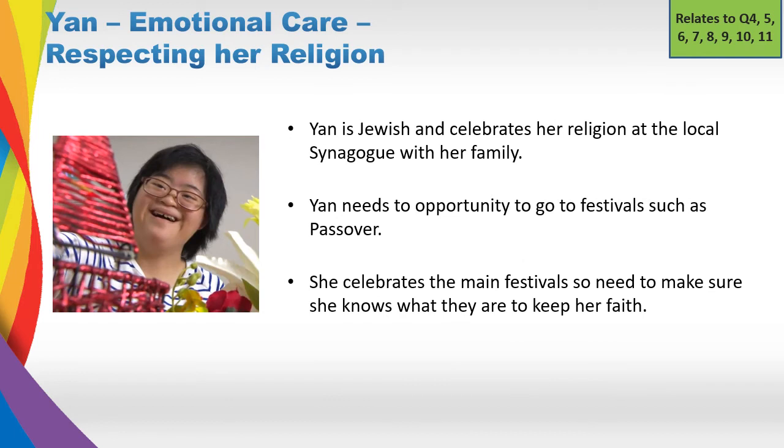Okay, so we're now looking at emotional care of Jan. So, respecting her religion. She's Jewish. She celebrates her religion at the local synagogue with her family. So she needs the opportunity to go to festivals such as Passover. She celebrates the main festivals, so we need to make sure she knows what they are to help her to keep her faith.